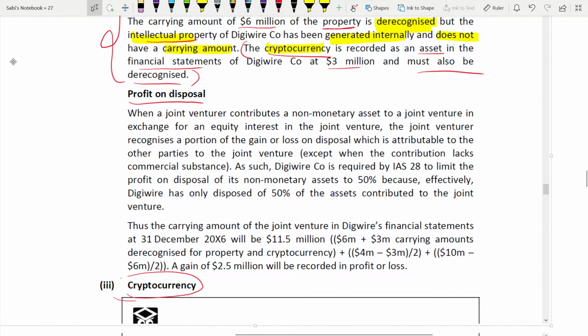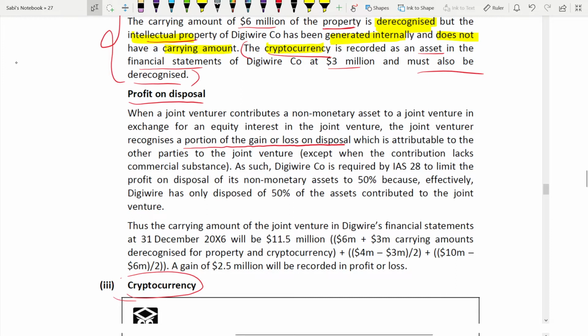This is the joint venture, right? So when a joint venturer contributes a non-monetary asset to a joint venture in exchange for an equity interest in the joint venture, the joint venturer recognizes a proportion of the gain or loss on disposal which is attributable to the other parties to the joint venture, except when the contribution lacks commercial substance.